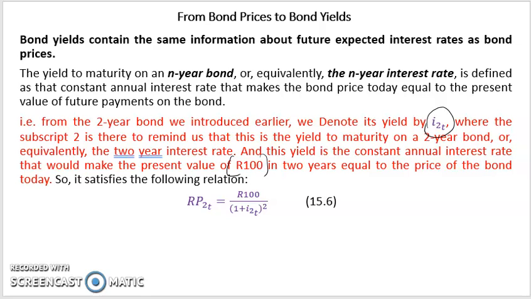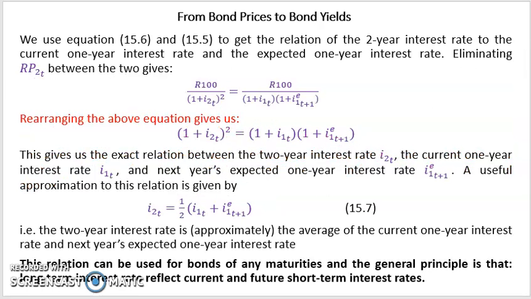This then satisfies the relation that the price of a 2-year bond is equal to the final payment discounted by the interest rate over the 2 years. So we are going to use this equation 15.6 and equation 15.5 to get the relation of the 2-year interest rate to the current 1-year interest rate and the expected 1-year interest rate.